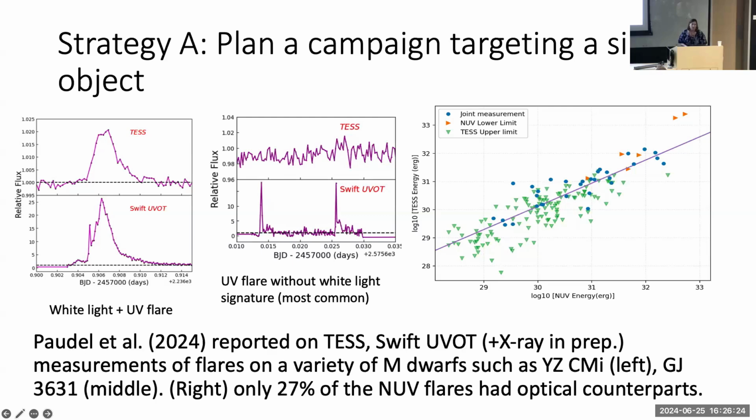Similarly, Rishi Patel also did a point, pick your star and arrange multi-wavelength observations. These were TESS and SWIFT UV optical telescope plus X-ray in preparation, measurements of flares on a variety of M dwarfs. You can see some examples here of a nice white light flare and a UV flare. However, there's also examples of nice UV flares lacking white light counterparts. And they found only 27% of the NUV flares had optical counterparts, which was pretty surprising. It's still trying to understand why that might happen.